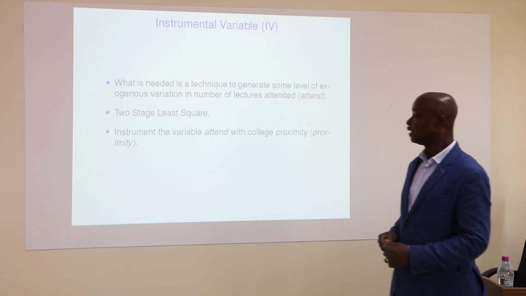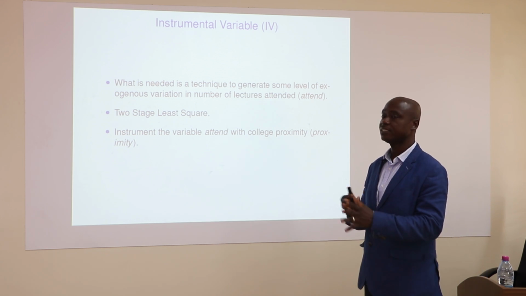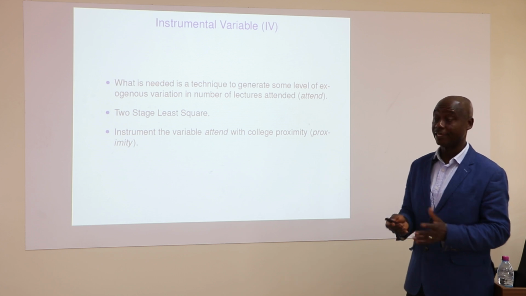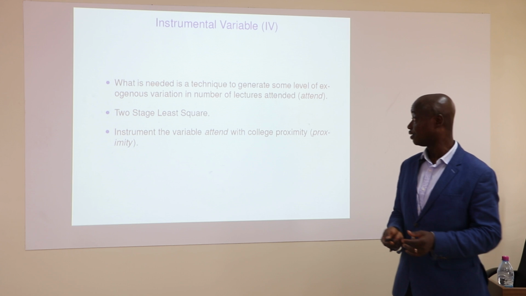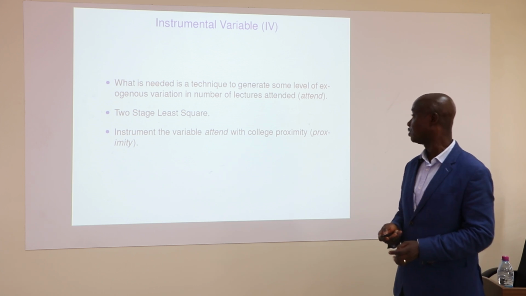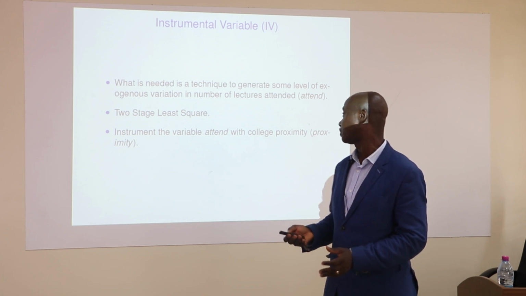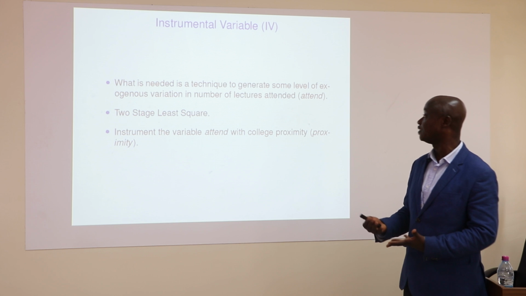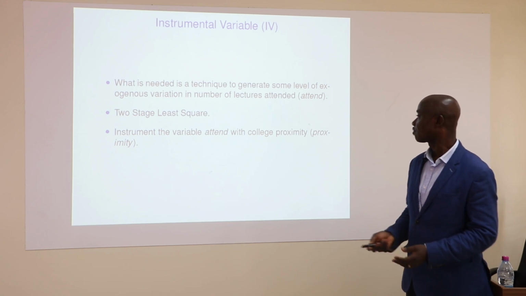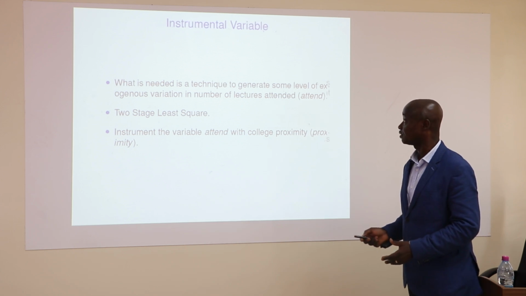So what is needed is a technique that can help us to achieve some exogenous variation in attendance. And we can use the two-stage least squares instrumental variable estimation by instrumenting attendance with college proximity, because we know that college proximity correlates with attendance, and it can affect performance through attendance.